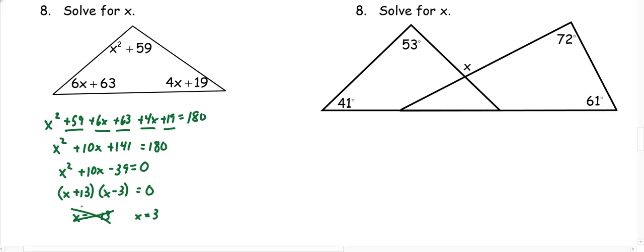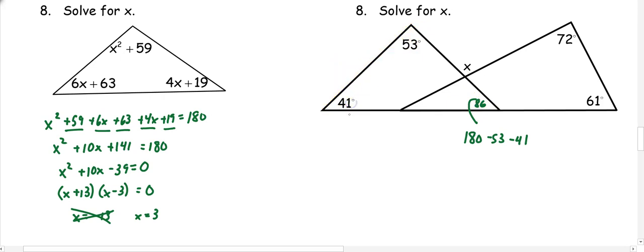Number 9, solve for x. The first thing I want to do is use each of those triangles to find the missing angle. So look at the triangles that are overlapping, and I want to find that missing angle in the yellow triangle. I'm going to subtract what I know, the 53 and the 41, from 180, and I get a measure of 86 degrees.